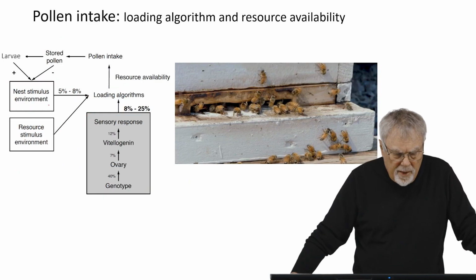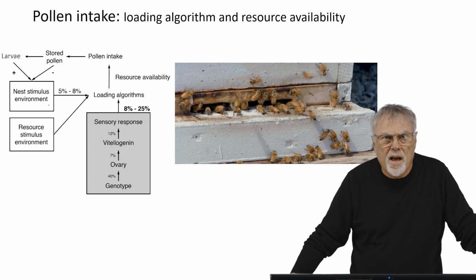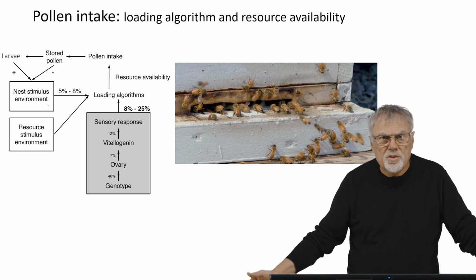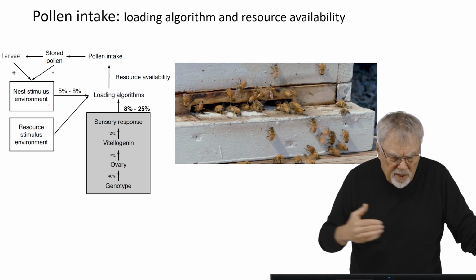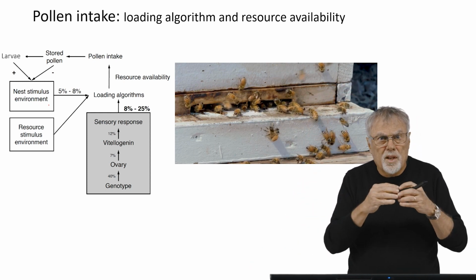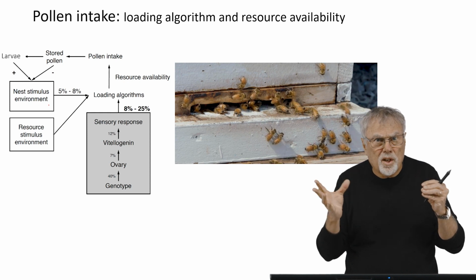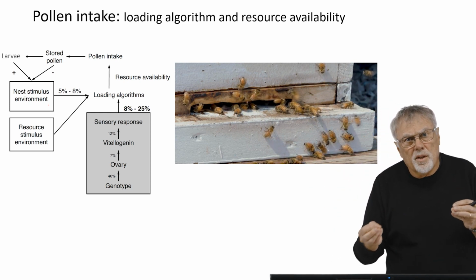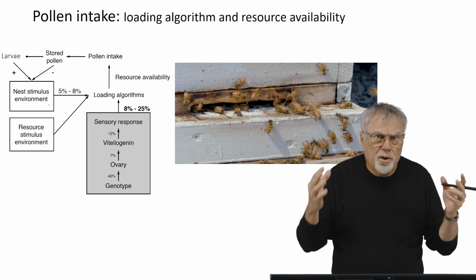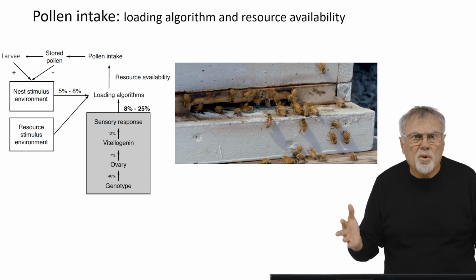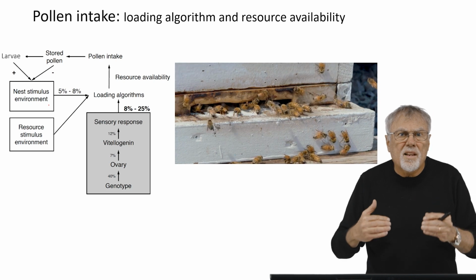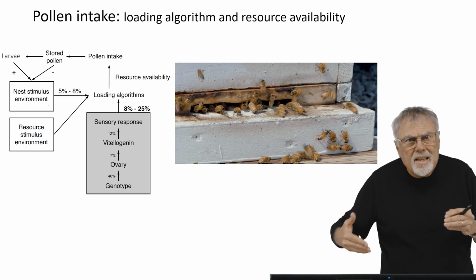The intake of pollen into the nest by pollen foragers, as can be seen here, coming in. The intake of pollen is determined, again, by the loading algorithms of the foraging population and the resource availability. If it isn't out there, it doesn't matter what your goal might have been when you left the nest, you're only going to be able to collect what's available. But this then feeds into the intake of the pollen into the nest.